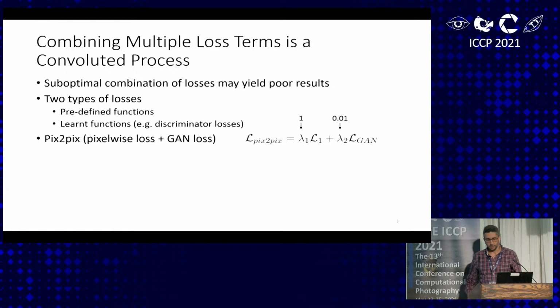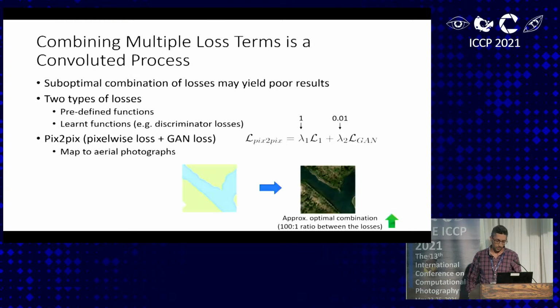In the pix-to-pix scheme from Isola et al., a dual loss term objective is employed, incorporating a pixel-wise loss and a GAN loss. The prescribed weights proposed by the authors suggest a 100-to-1 ratio between the loss terms. This weighting was manually crafted by the authors after conducting a hyperparameter search. Applying pix-to-pix with its prescribed weights produces fairly good performance. In the example below, we can see an aerial photograph that was generated from an input map image.